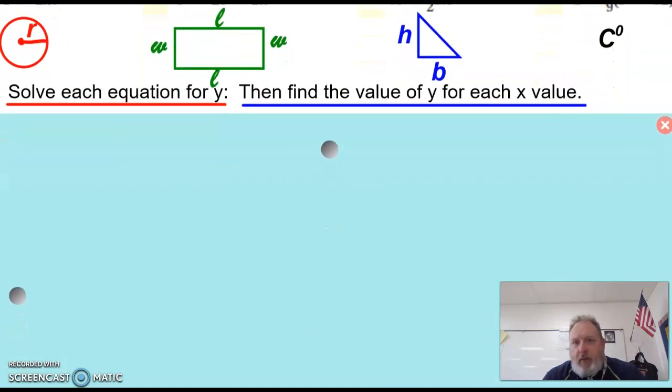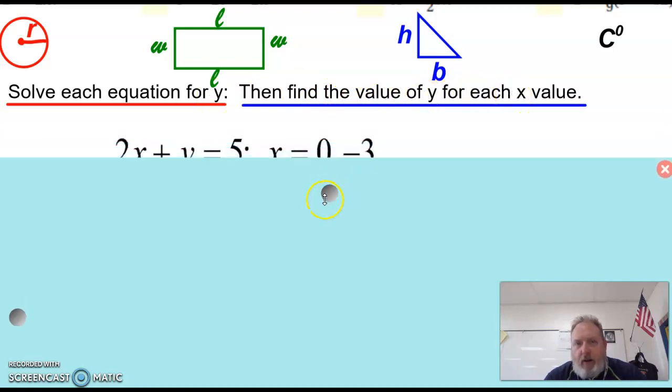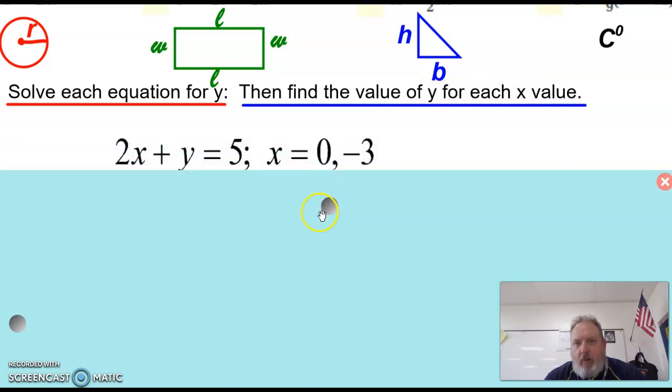Now, what we're going to be doing today is this piece here. We're going to be given a traditional equation with an x and y, and we are going to solve each equation for y. In other words, get it to y equals, and then we want to find the value of the equation given an x value. So there's going to be a couple pieces to this. So we're going to start off with this equation right here, this 2x plus y equals 5. We are going to get this to y equals.